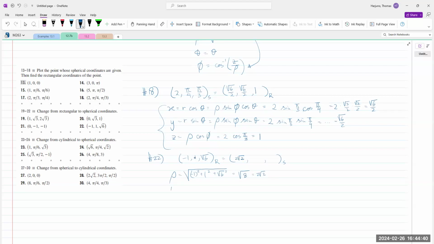Okay, and then the theta is equivalent to tangent inverse of y over x. That's negative pi over 4. But the thing is, I need to see which quadrant it is located.